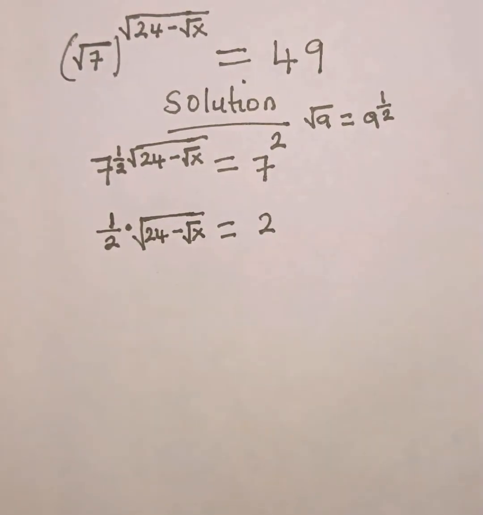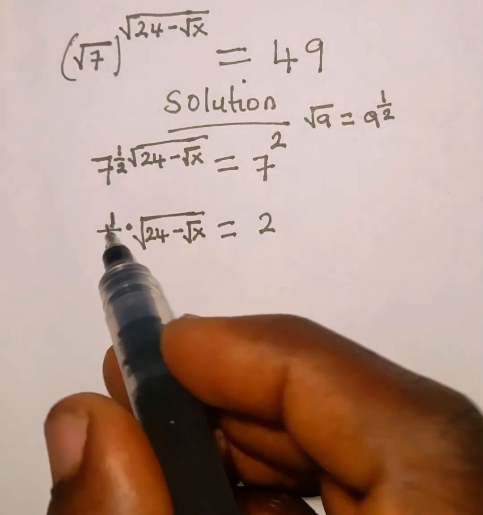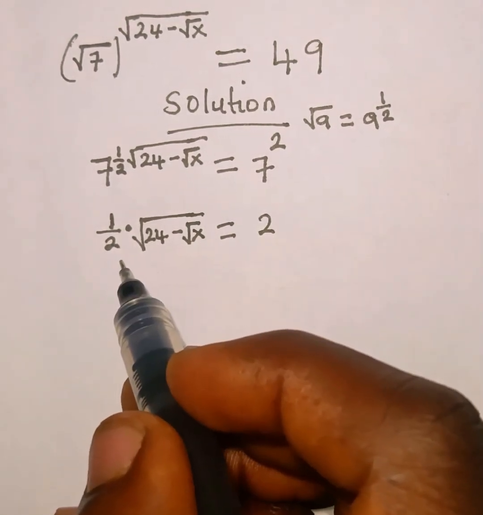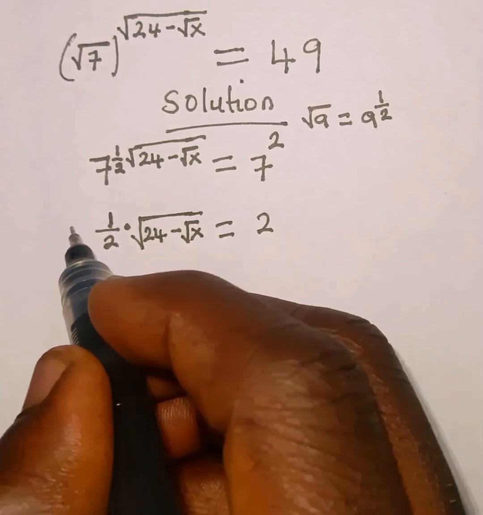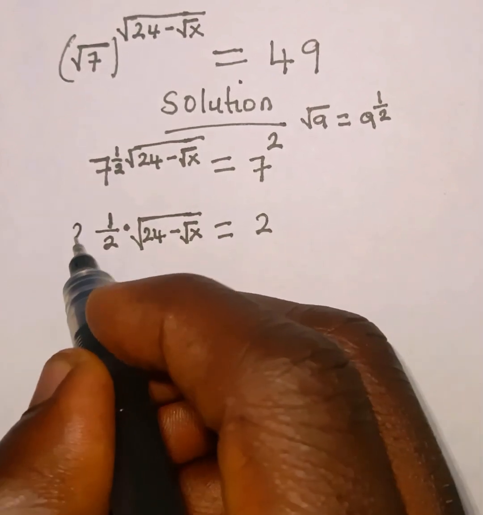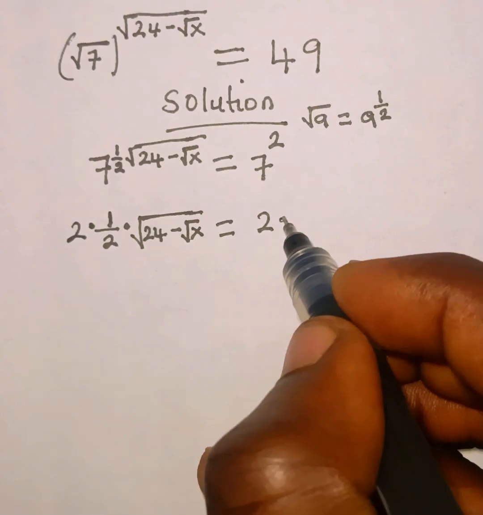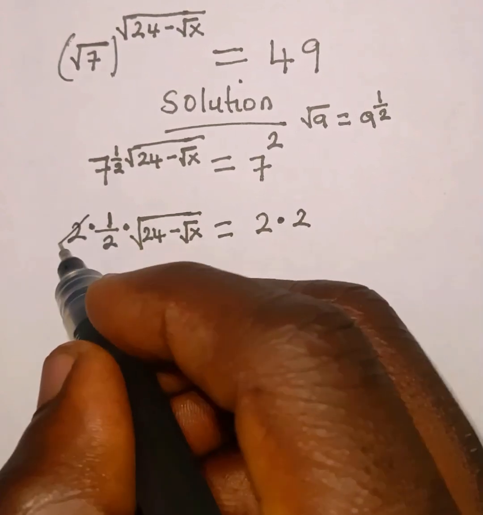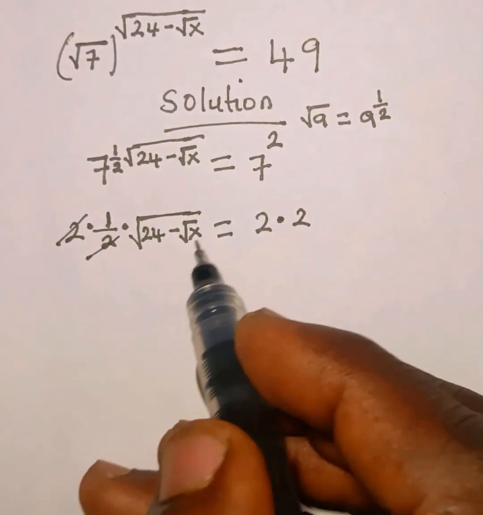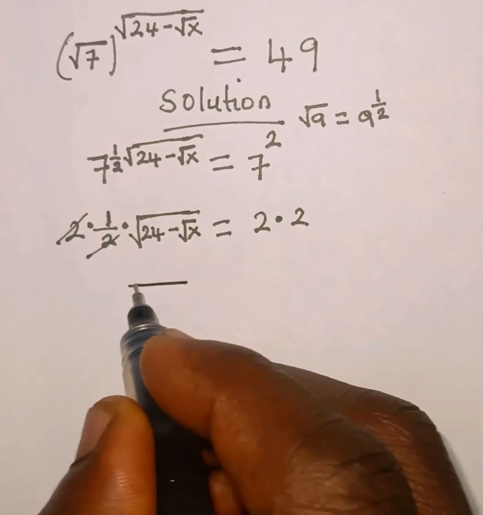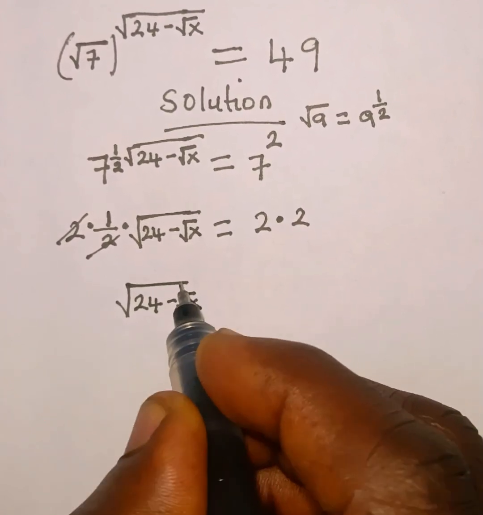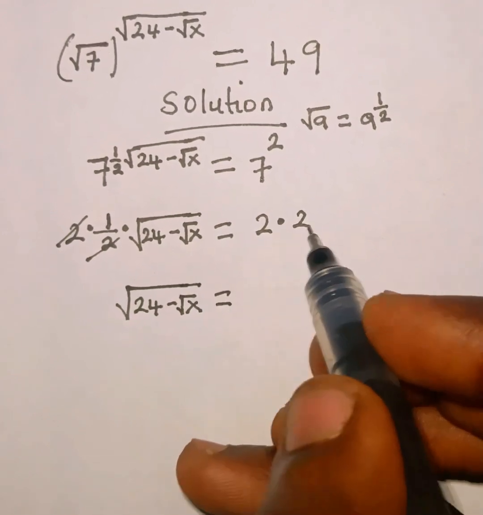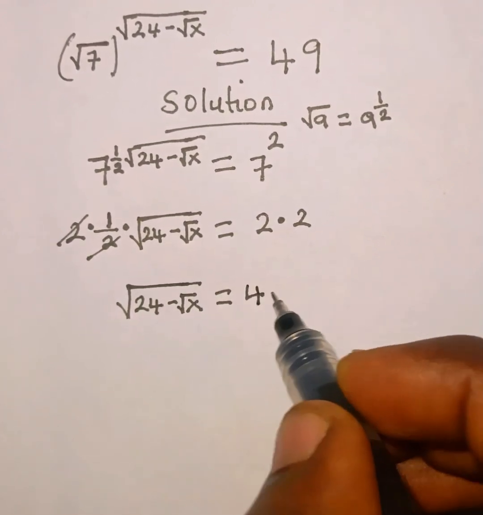The next thing we're going to do is to clear the fraction. Here we have 1 over 2. For us to clear the fraction, we're going to multiply both sides by 2. So we multiply the left hand side by 2 and also the right hand side by 2, so that this 2 is going to cancel this 2. 1 multiplied by the whole of this is the same as square root of 24 minus square root of x. Everything will be equal to 2 multiplied by 2, which is going to give us 4.